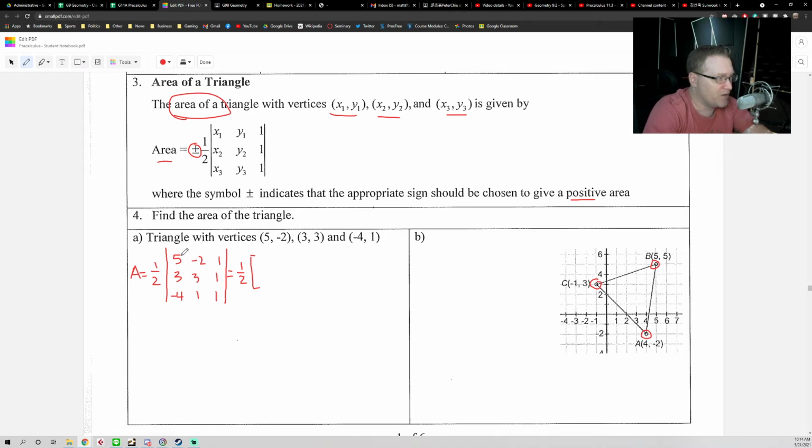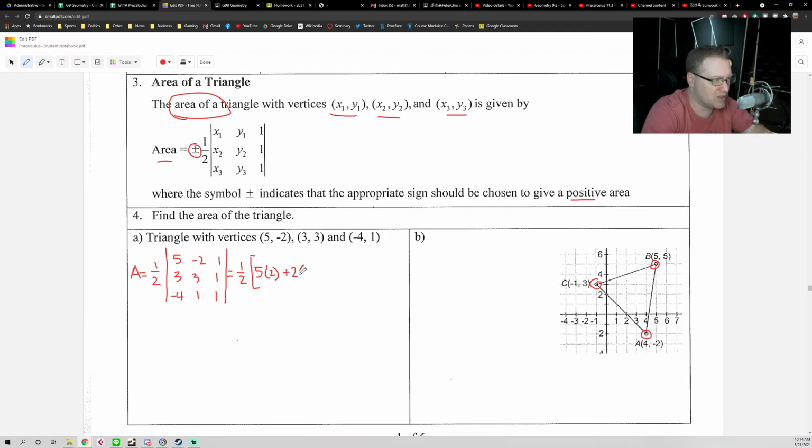All right, so we're going to start with 5. Now, if we cross out 5, the row that it's in and the column it's in, we're left with 3, 1, 1, 1. So we're going to find the determinant of this little matrix, which is going to be 3 times 1, minus 1 times 1. So 3 minus 1 is 2. So it's going to be 5 times 2. Then remember, we're going to minus -2, which is going to be plus 2.